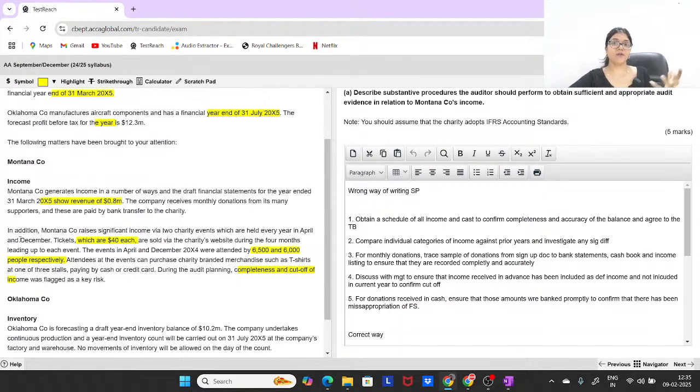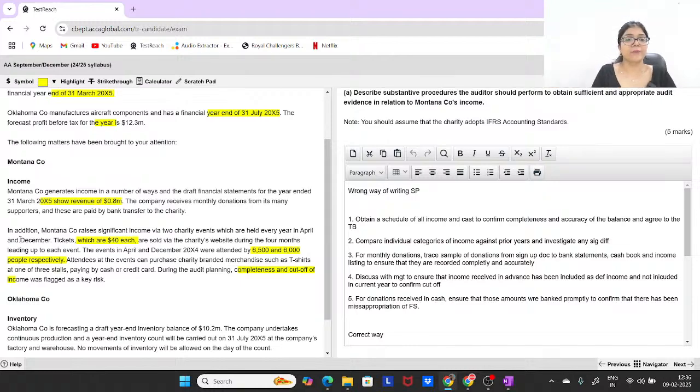So there are charity events which happen in April as well as in December. Tickets which are $40 each, so that is probably the entry fee, are sold via the entity's website during the 4 months leading up to each event. So they are sold via the website, and the cost per ticket is $40 each. The events in April and December 24 were attended by 6,500 people in April and 6,000 people in December, right? So we have a number. Make sure that you use these numbers somewhere in the answer.